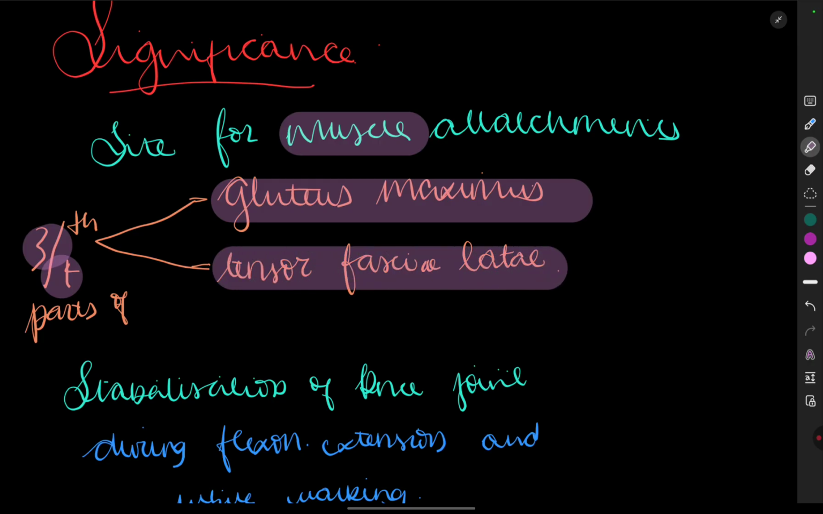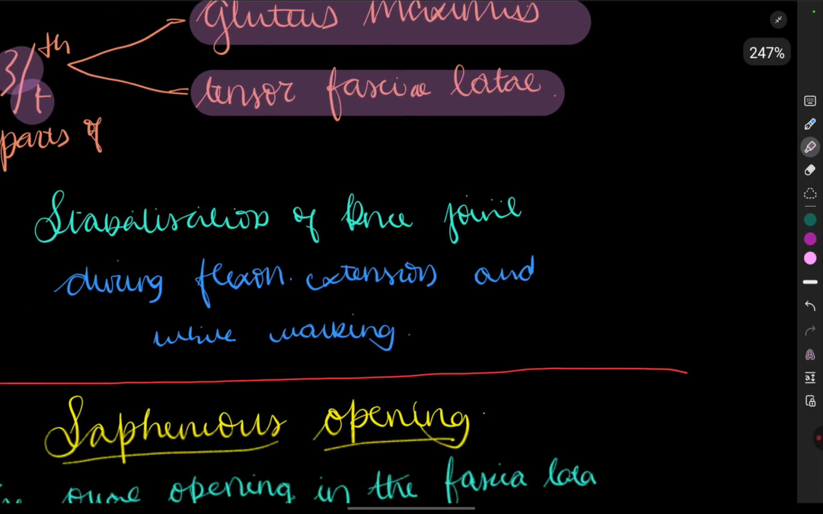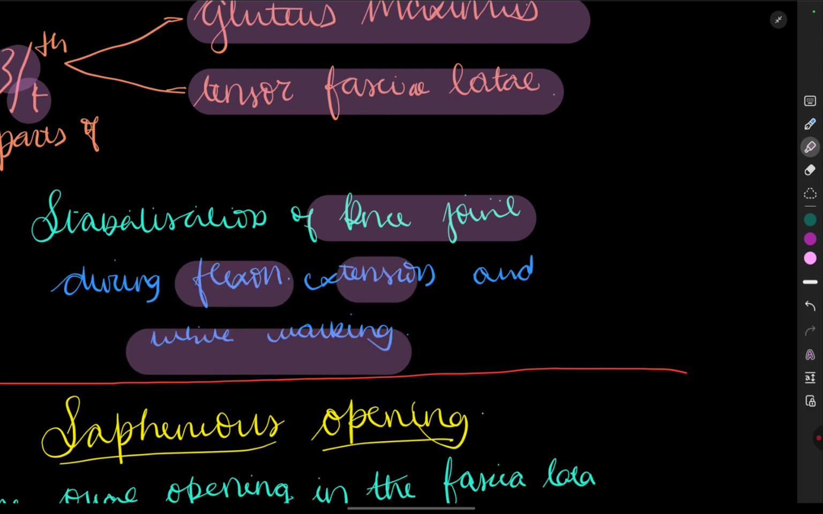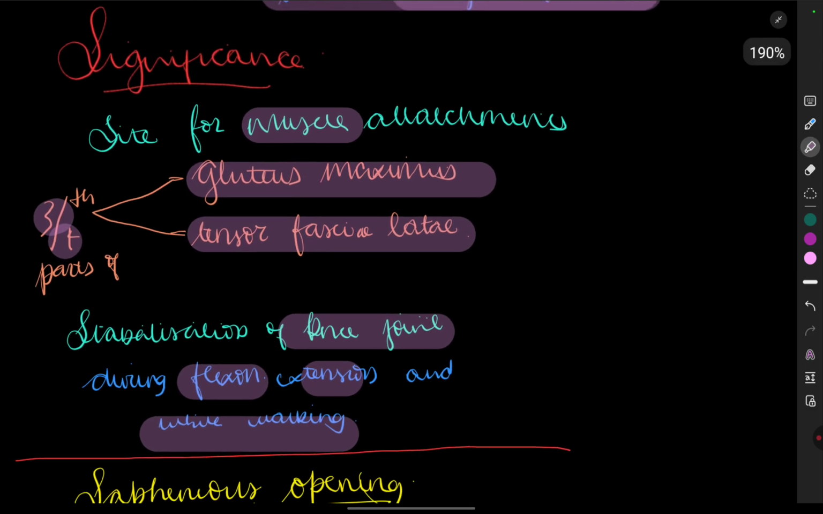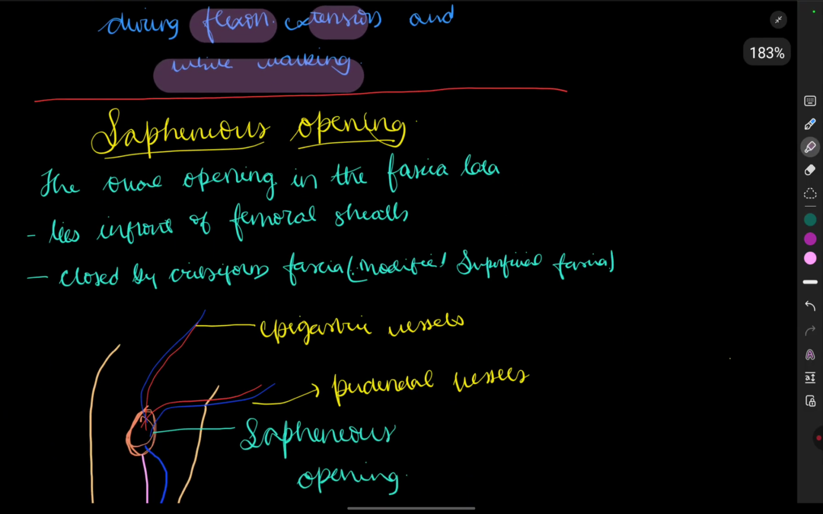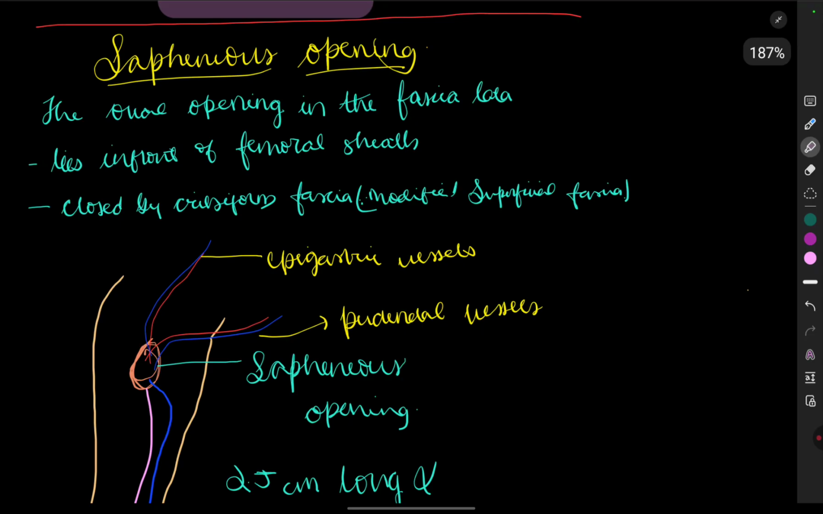Okay, so just remember that there are two muscles attaching to this, and that is its significance. It stabilizes the knee joint during partial flexion, extension, and while walking. So the significances are the muscle attachments and stabilizing the knee joint. So now we are going to study a very easy topic, one of my favorite topics.